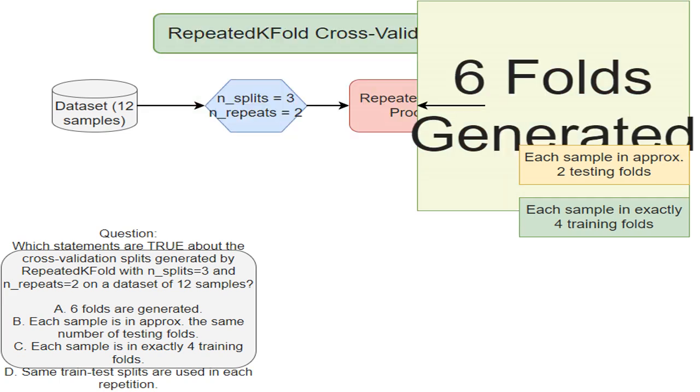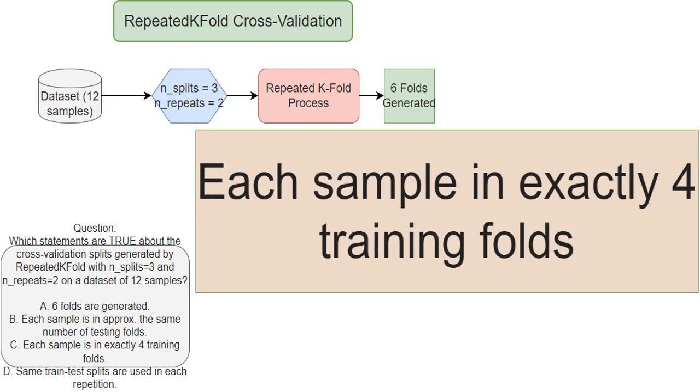With 2 repeats of the 3-fold process, each data point will be in a testing fold approximately twice. It's not exactly twice for each, because of how K-fold works. It aims to distribute them fairly, but it is not perfect. In each of the 2 repeats, each sample will be in the training set for 2 folds. 3 folds total minus 1 testing fold equals 2 training folds. Therefore, across both repeats, each sample will be used for training in 2 times 2 equals 4 folds.